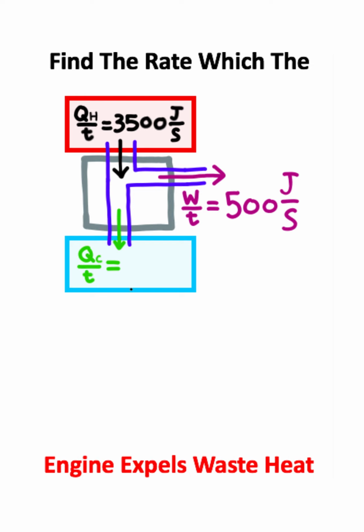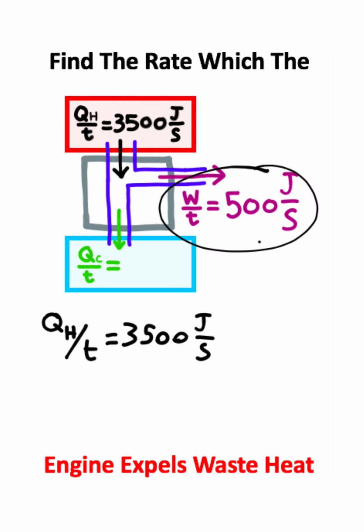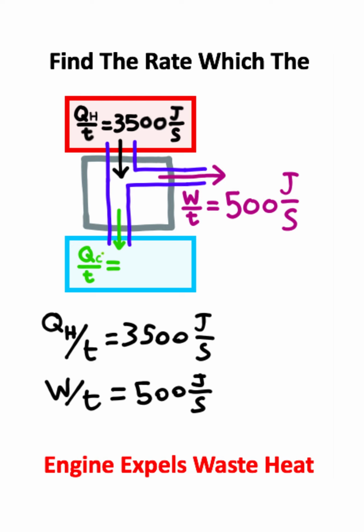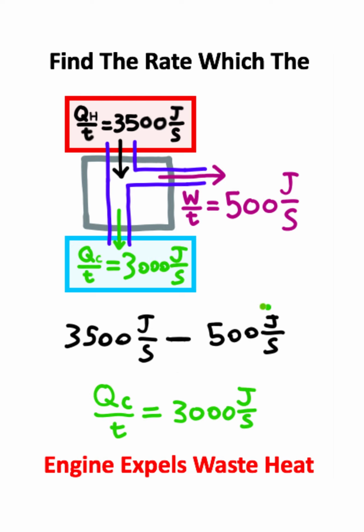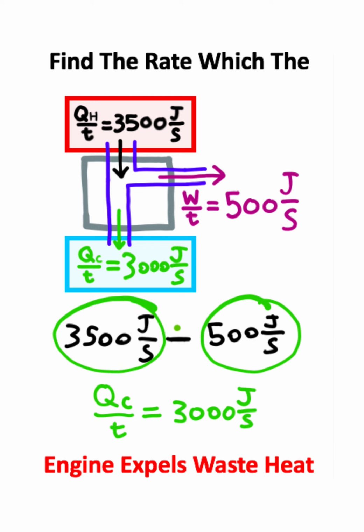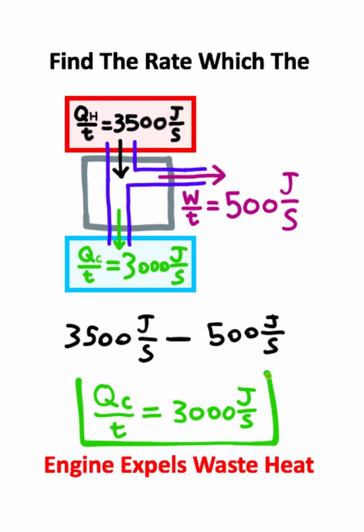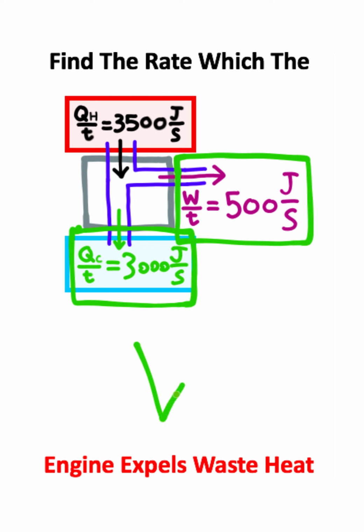We're not quite done with this problem yet because our goal was to solve for this rate down here. Notice that the total heat energy over time is 3,500 joules per second. And notice how the work per time, or power, is 500 joules per second. It makes sense to me that the rate of waste heat that we would have is 3,000 joules per second, because subtracting the work rate from the heat absorbed rate will give us the rate at which waste heat is expelled into the cold reservoir. So this is how you can solve engines.